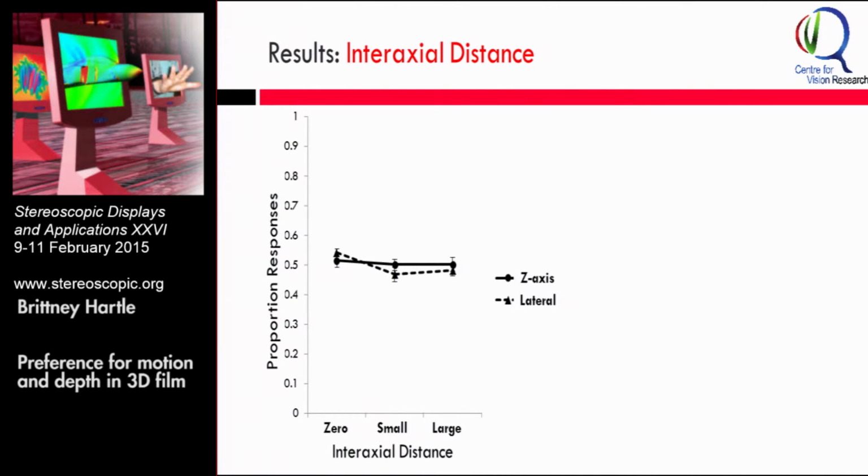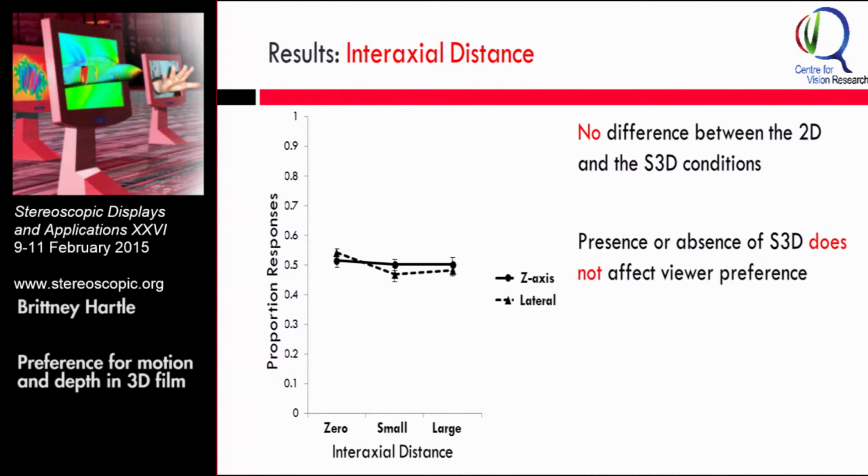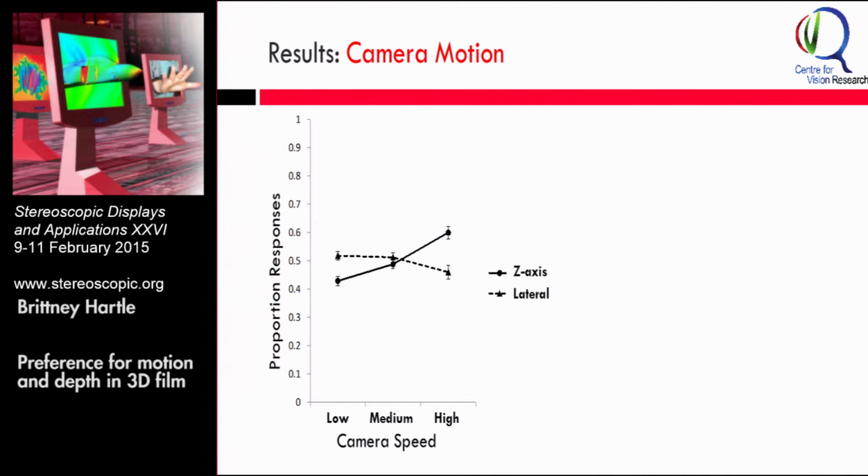So what you can clearly see from this graph is there's actually no effect of interaxial distance, and even if you compare our 2D condition, so our 0 IA condition, to our 2 3D conditions, there's no significant difference between those 2 conditions. So under these circumstances, the presence or absence of stereoscopic 3D does not actually affect viewer preferences in this case. However, if we look at the effect of camera motion, we do see a significant effect.